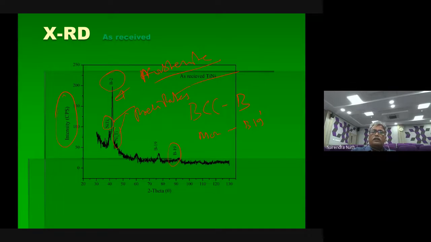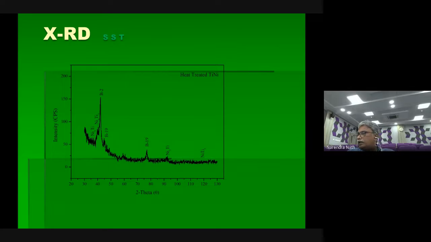Suppose I heat treated it, with solution treatment at 800 to 850 degrees centigrade. Now you see, are there any changes? The intensity was reduced here. The B2 intensity was reduced, and peak broadening is taking place. There are other prominent peaks coming. In the previous case there was a high intensity peak like this, and now it looks like this.